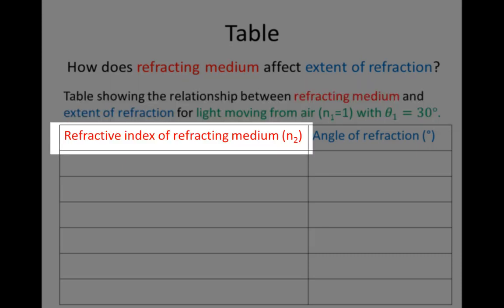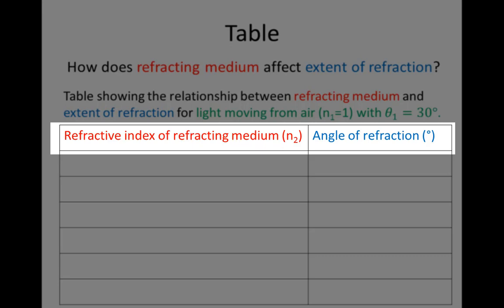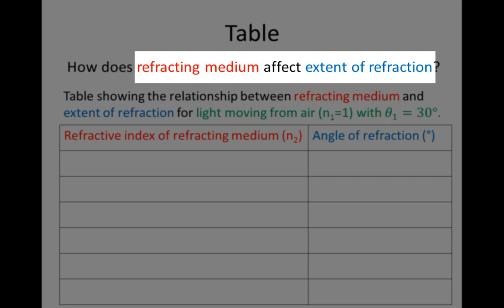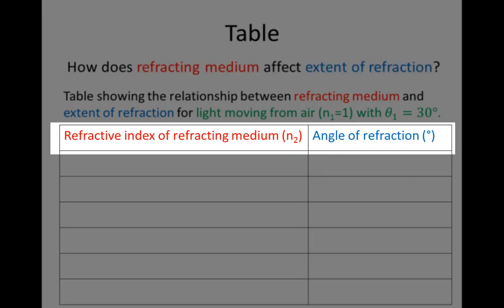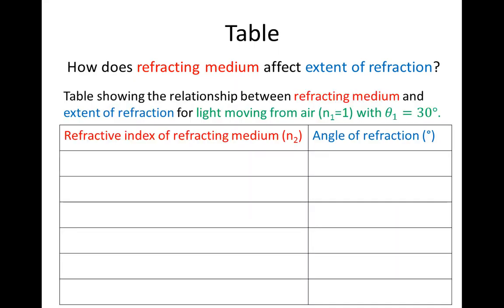Now I expect what you probably wrote here for the first column's heading is refracting medium. But now what you have to understand is that the headings of the table do not necessarily have to be the independent and dependent variables. They are rather the indicators of the independent and dependent variables. In simple experiments, those two are the same thing. The indicator and the variable are the same thing. But for more advanced investigations like this one, they are not exactly the same thing.